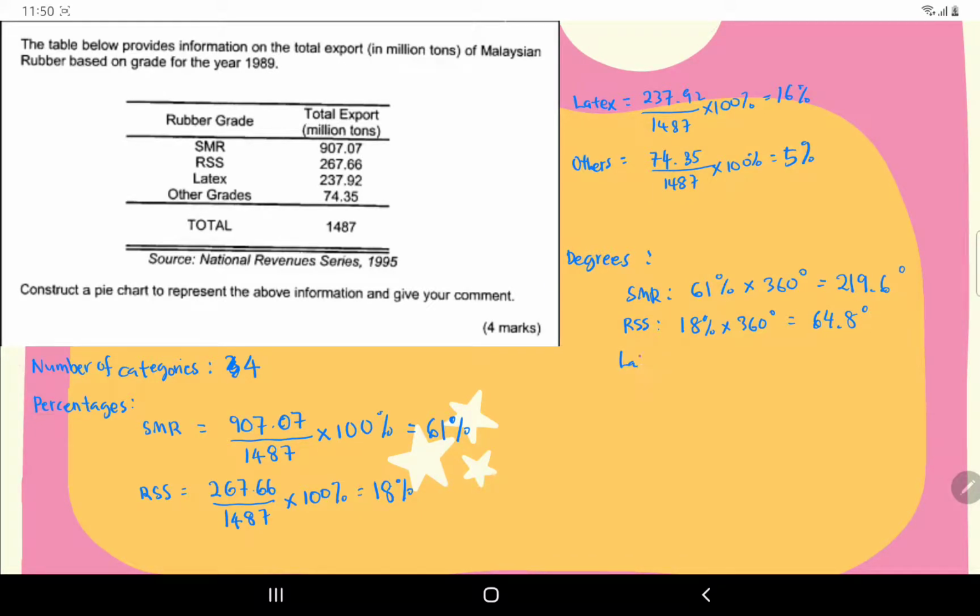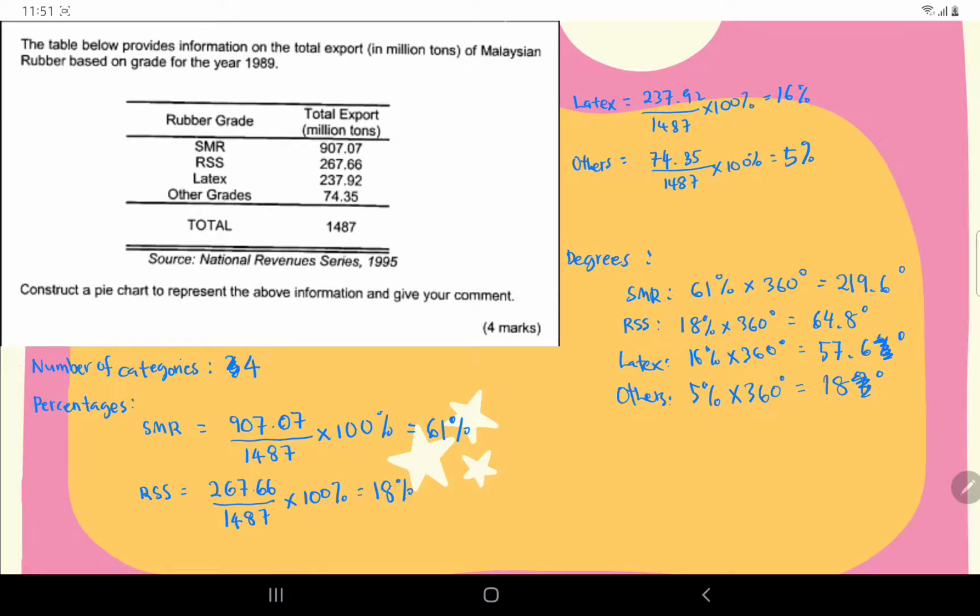And then for latex, 16% times 360, so it is equal to 57.6 degrees. And for others, 5% multiplied by 360 degrees, so it is equal to 18 degrees. Sorry, it is not percent, this is degrees.